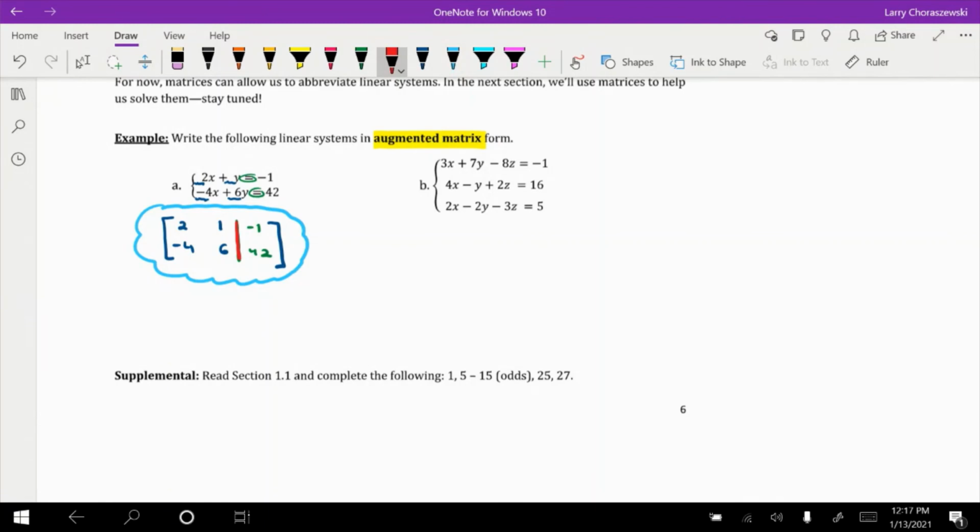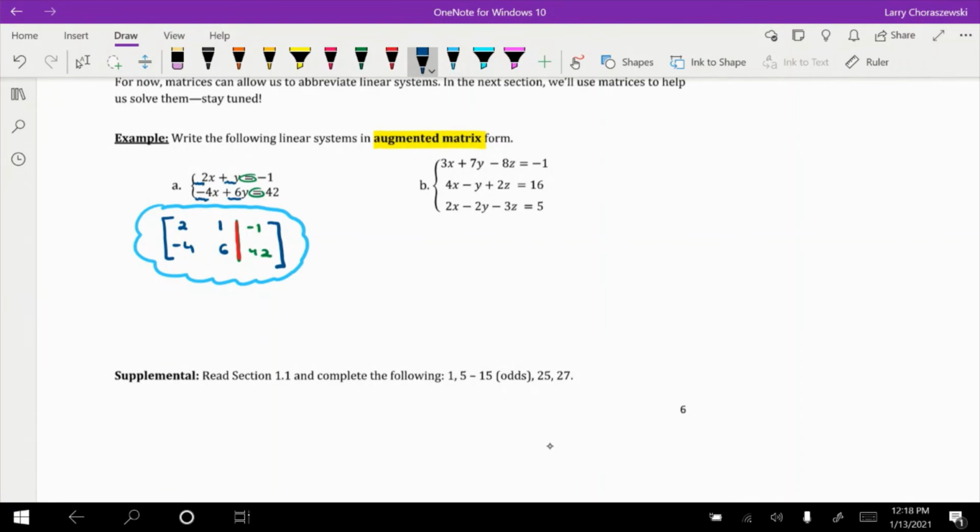Now, it's important that all of your variables line up in the original linear system. So they line up here. We have x on top of x, y on top of y, and they also line up in the second system. But if any of your variables are shuffled out of order, you want to make sure that they're all lined up with each other before you throw it into an augmented matrix format.